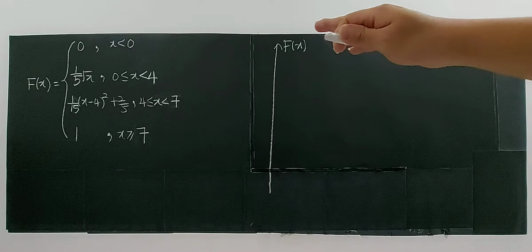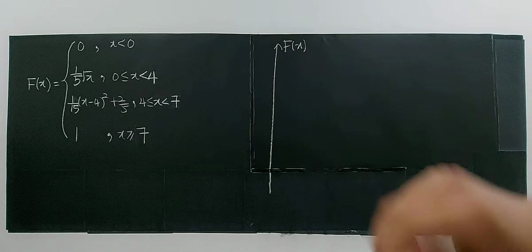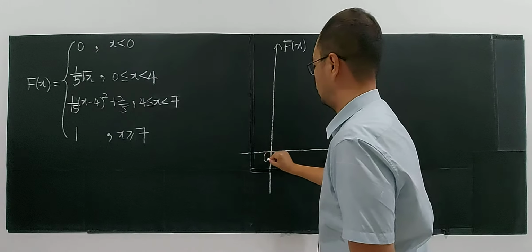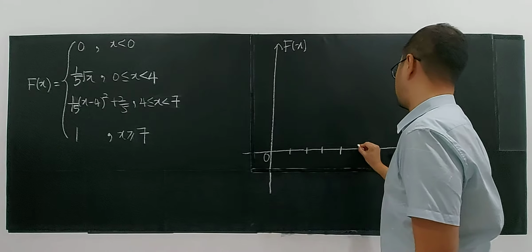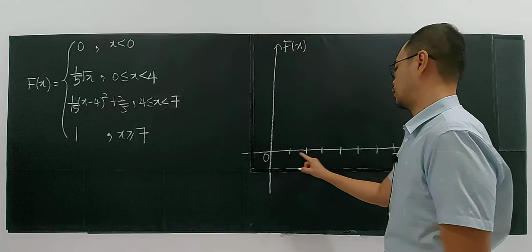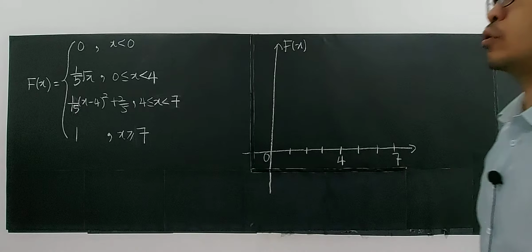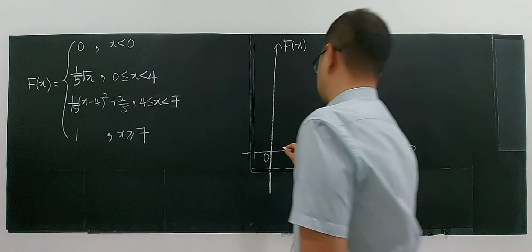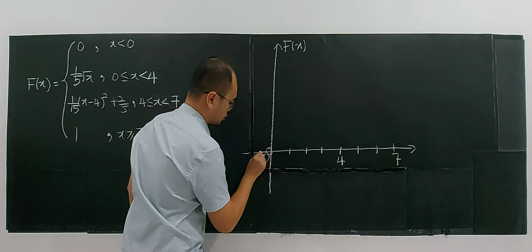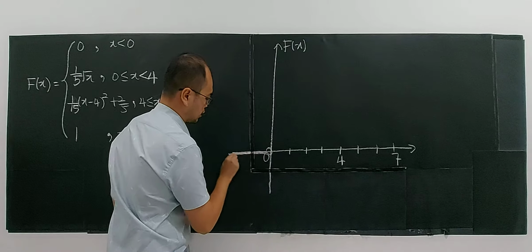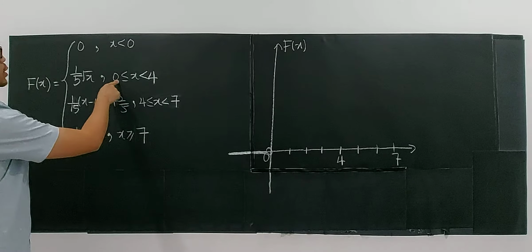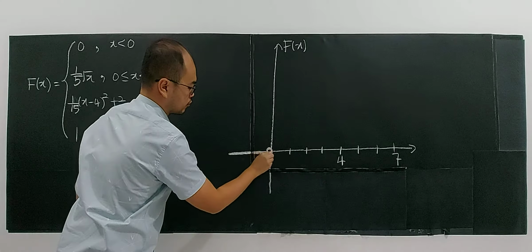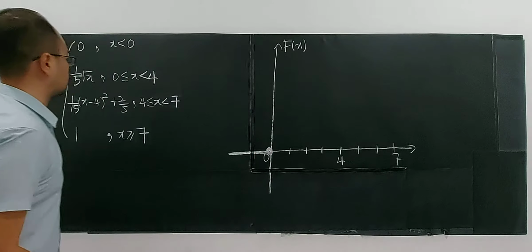Now look at here, the capital F(x), you have 0, 4 and 7. For the sketch, you put 0, 1, 2, 3, 4, 5, 6, 7. Before 0, there is an empty circle here, so F(x) is 0. When you put in 0, the square root of 0 is also 0, so this point is filled.